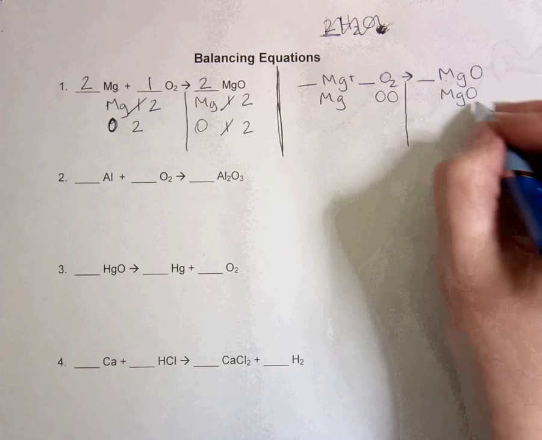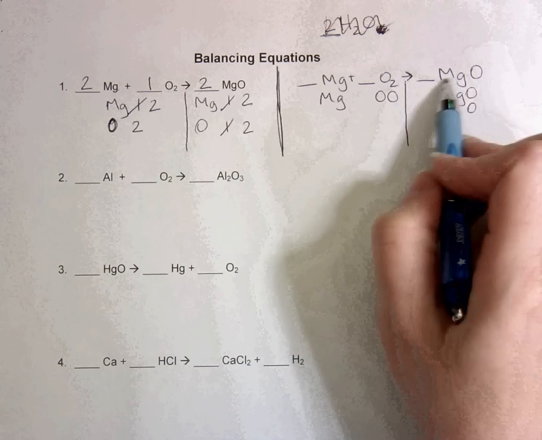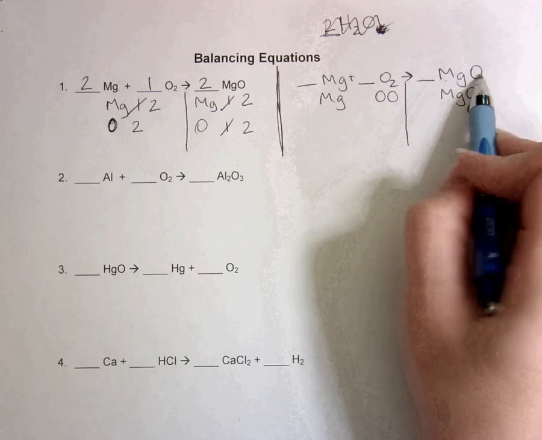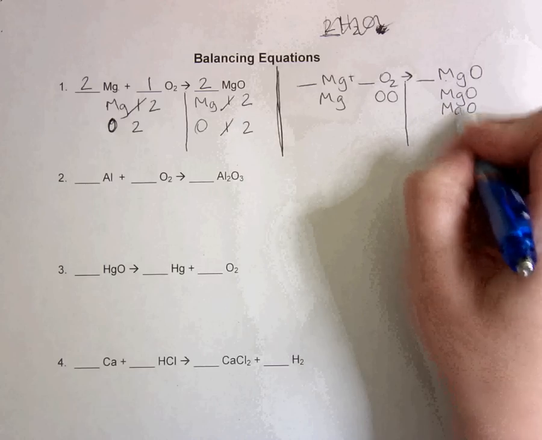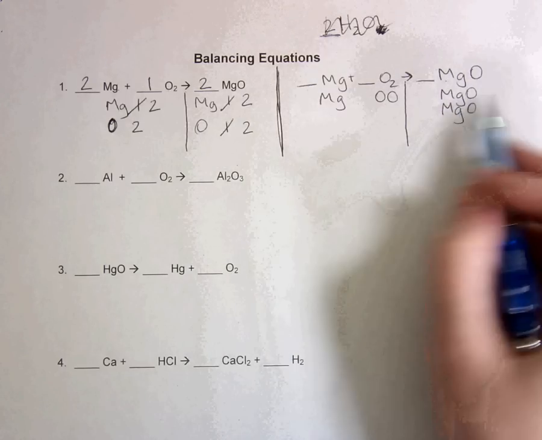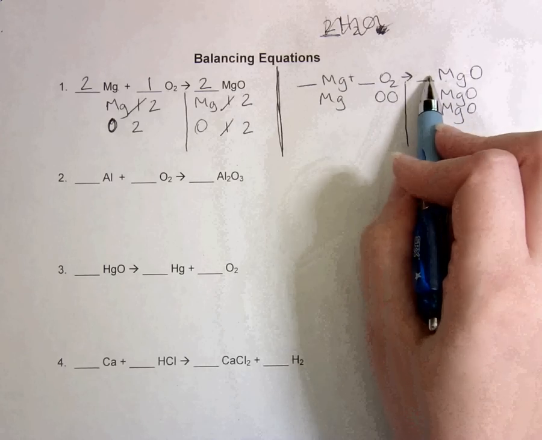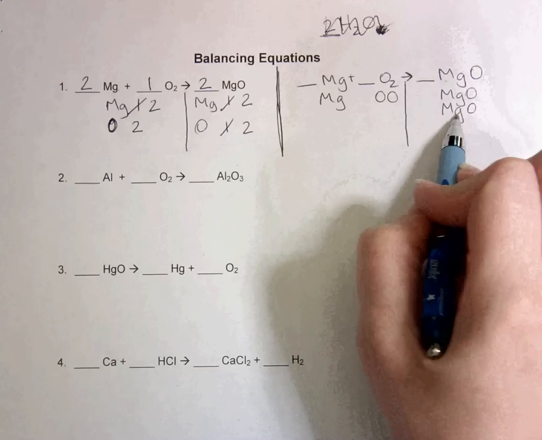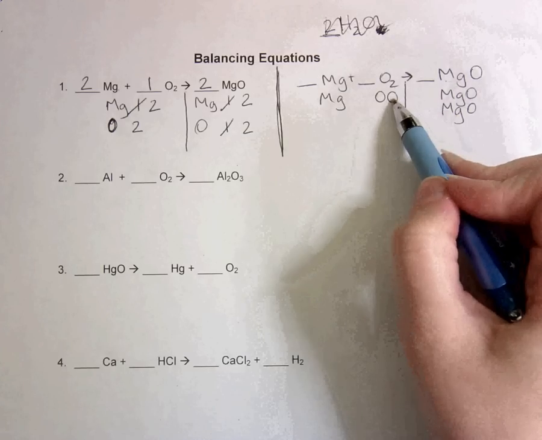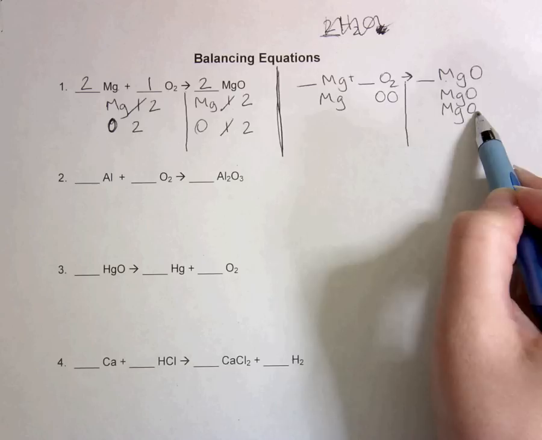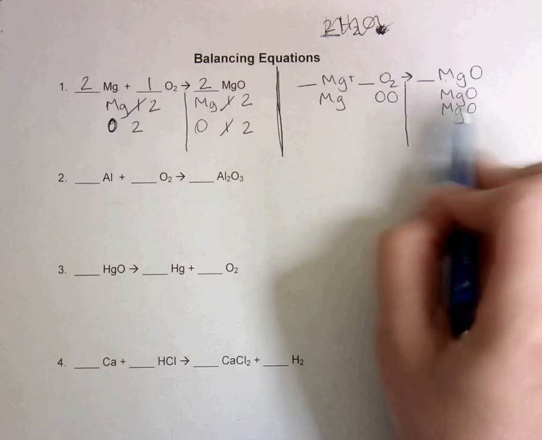Now I can't just make a copy of the O, because that's not what's in our equation. MgO is in the equation, so I need to make a copy of MgO. What I just did, I just made 2 MgOs, okay? So now I have 2 O's on the left, 2 O's on the right. It's balanced. For Mg's though, it changed that.